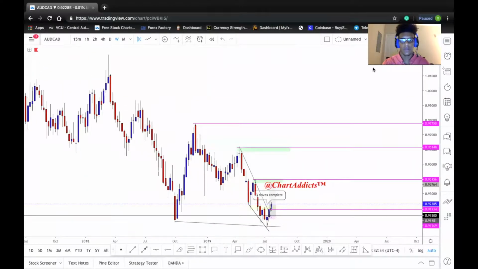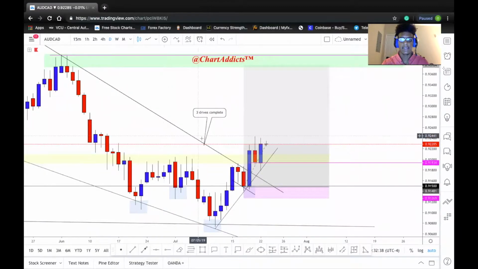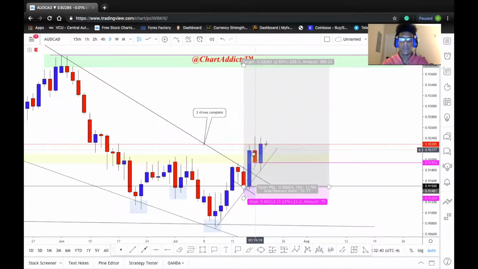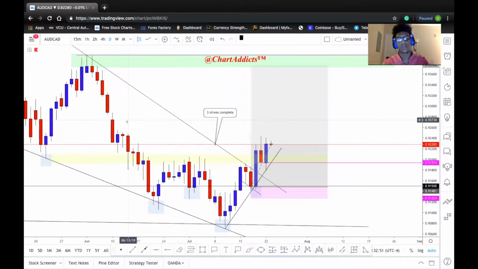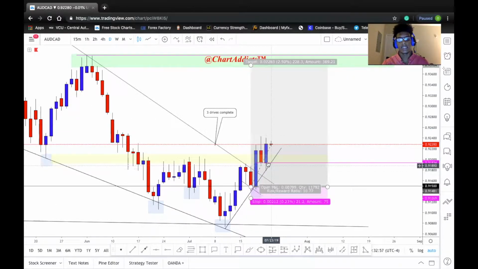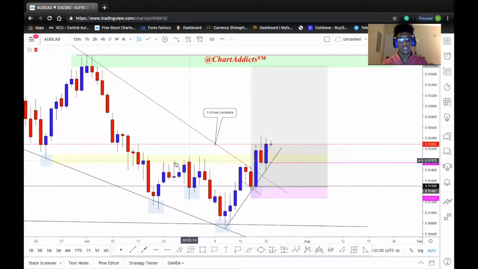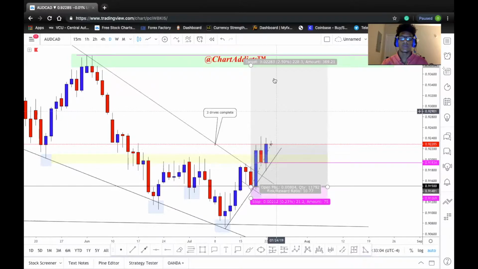AUDCAD. Looking at the daily time frame, we had a nice daily close. You can see that engulfed the previous daily candlestick, and the previous day beforehand engulfed 3 days of price action. So we're looking very bullish after the completion of this 3-drive formation, our inverted head and shoulders, break of our trend line, break and retest of this yellow region. You can see we have a lot of wick rejection, and we are on our way to our TP target.